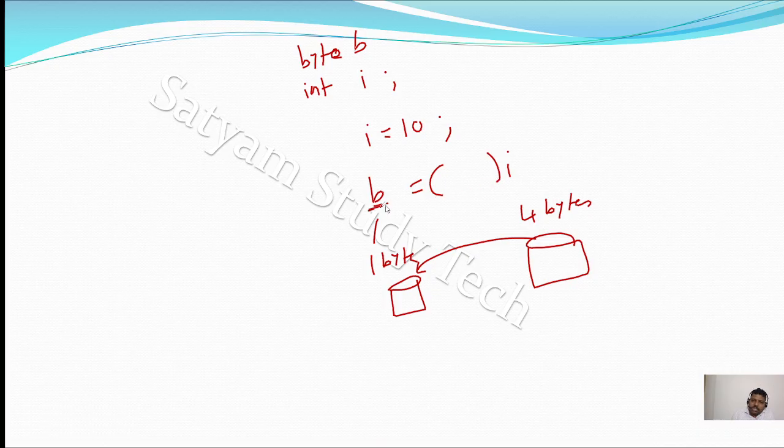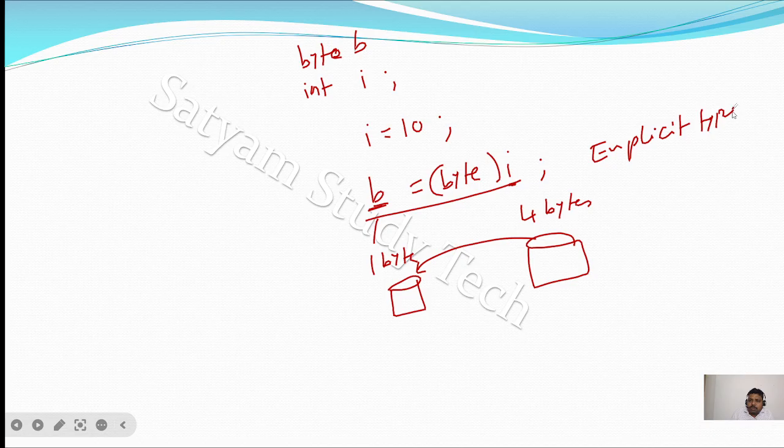What is the destination data type? The destination data type here, b, is a byte type. The source data type, I, is an integer type. So the source data type is converted into the destination data type, that's why it is converted into byte type. This type of conversion is called explicit type conversion.